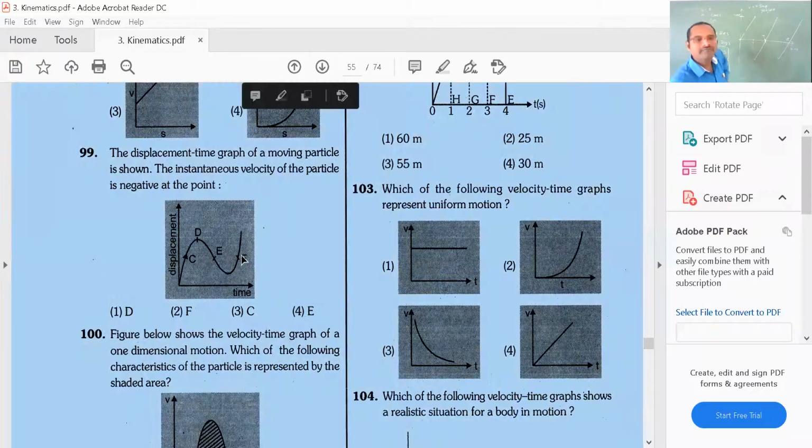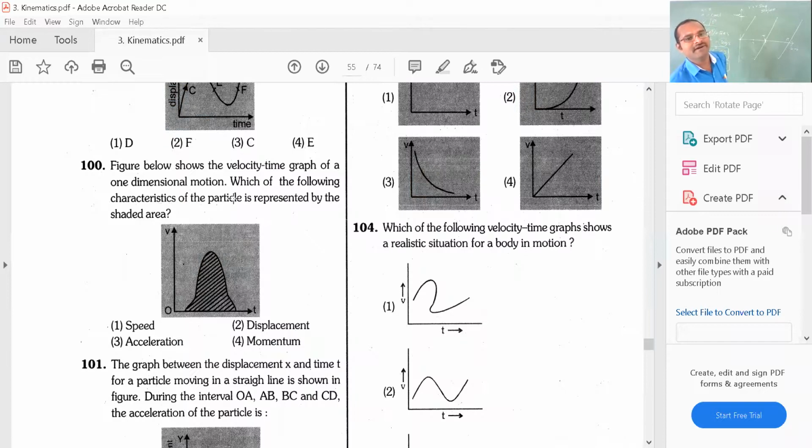Clear? Next, question number 100. The figure shows the velocity time graph of one-dimensional motion. Which of the following characteristics of the particle is represented by the shaded area? Area under the velocity time graph gives us displacement. So option 2 is the right answer: displacement. Clear?